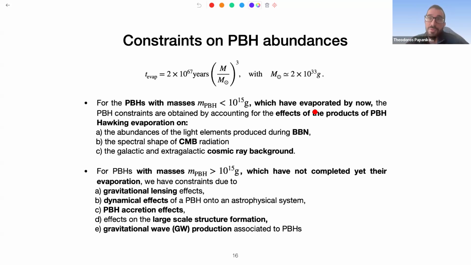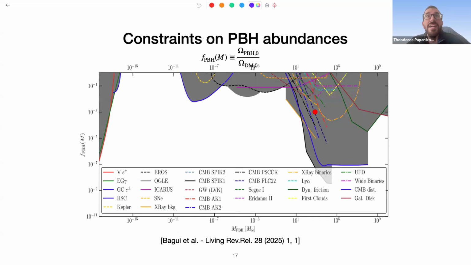For higher mass black holes, which have not evaporated yet, we can put constraints on their abundances by studying gravitational lensing effects, dynamical effects of these objects on an astrophysical system, accretion, effects on large-scale structure formation, as well as their gravitational wave counterparts. Here, I define a new quantity, which is the ratio between the abundance of the black holes today over the abundance of dark matter. I show in this figure the constraints on this quantity as a function of the mass of the black holes.